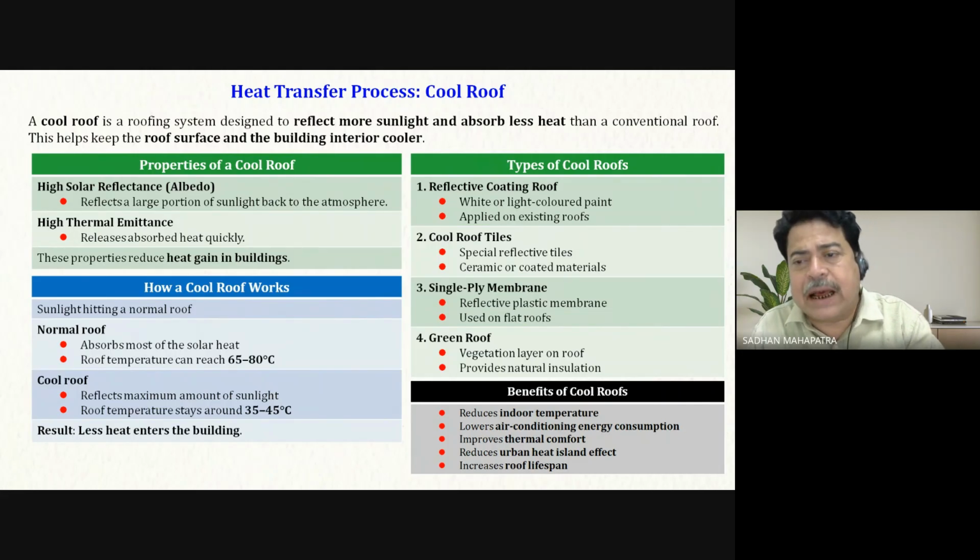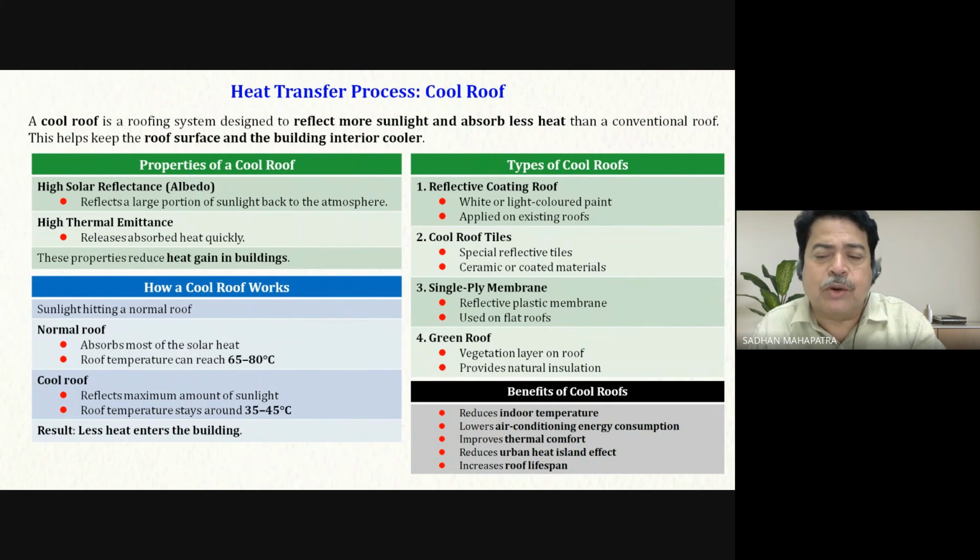There are different types of cool roofs, like the reflective coating roof, where white or light color paint is applied on the roof. Cool roof tiles, special reflective tiles, ceramic or coated materials. Single ply membrane, a reflective plastic membrane used on flat roofs. Green roofs, where a vegetation layer on the roof provides natural insulation.